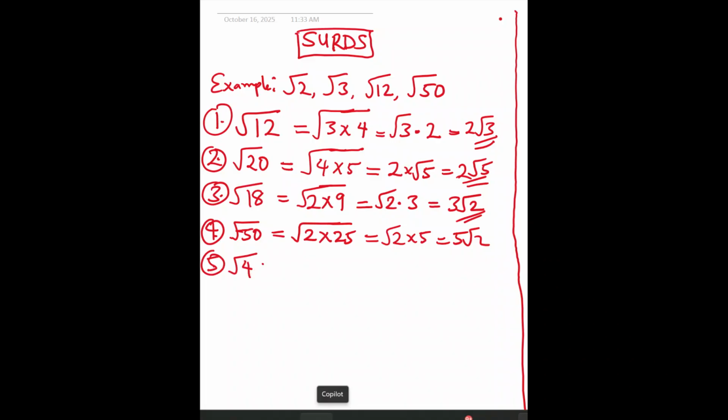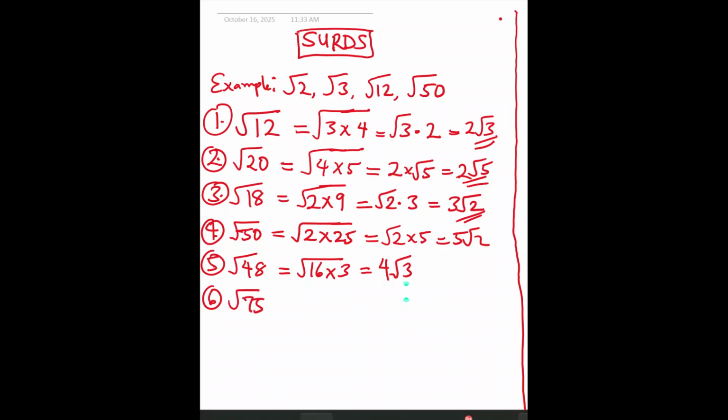Number 5 is root 48. Root 48, we can say this is root 16 times 3. If we do 48 divided by 2, it is 24. So 24 times 2 will also give us 48, but we don't have a perfect square root for 24, and we don't have a perfect square root for 2. So 16 times 3 is the best option. So then we'll write it as 4 root 3.